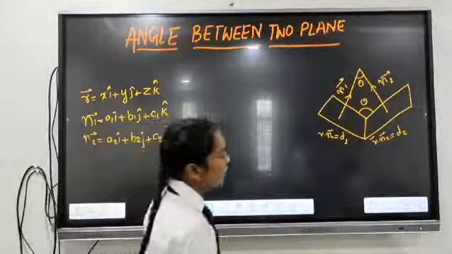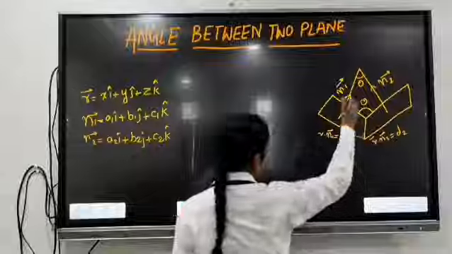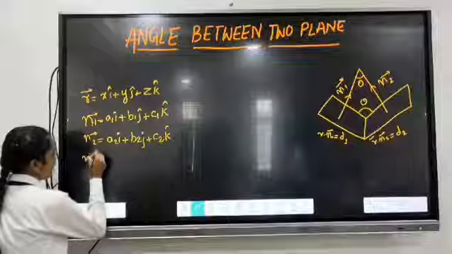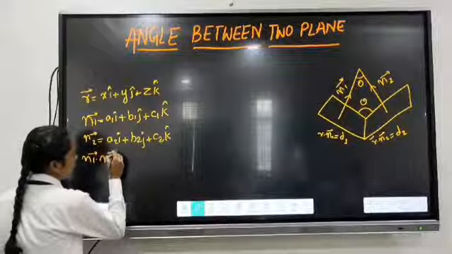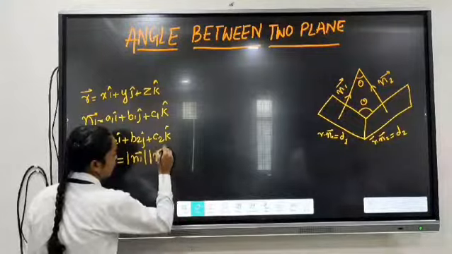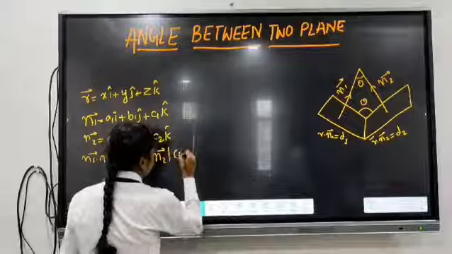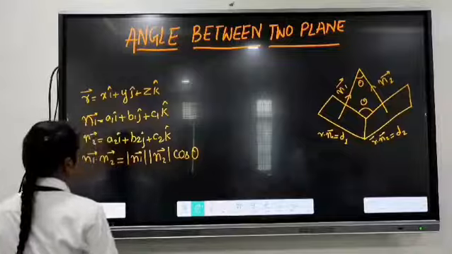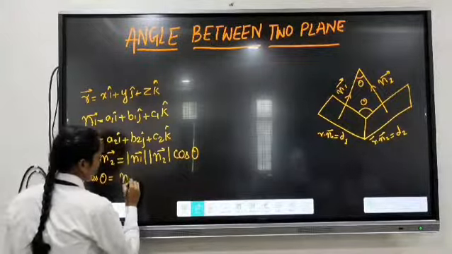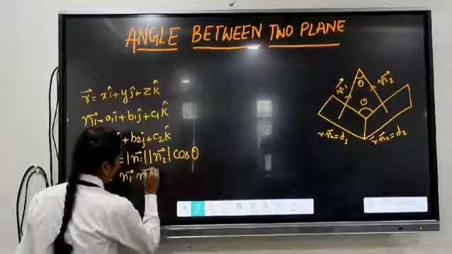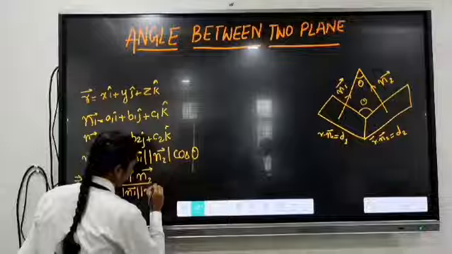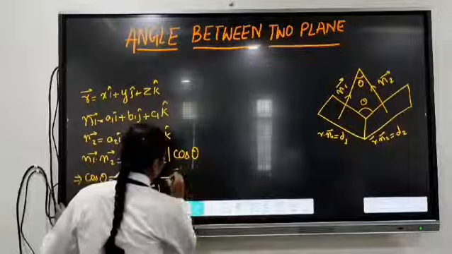As I stated earlier, we have to find the angle between the two normals by taking the dot product of the n1 and n2 vectors. The dot product of n1 and n2 vector is the magnitude of n1 vector into the magnitude of n2 vector into cos theta. From here we get cos theta equals n1 vector dot n2 vector divided by magnitude of n1 vector into magnitude of n2 vector. Let's suppose this is equation 1.